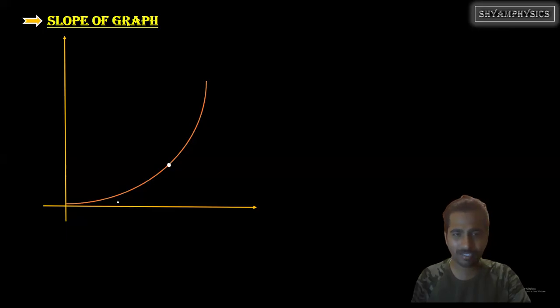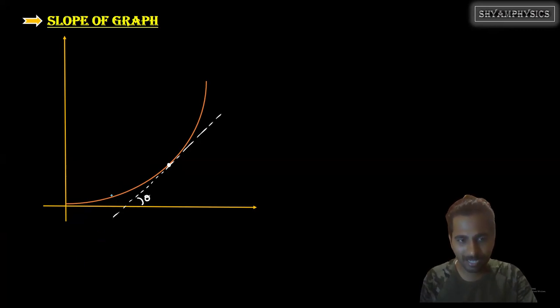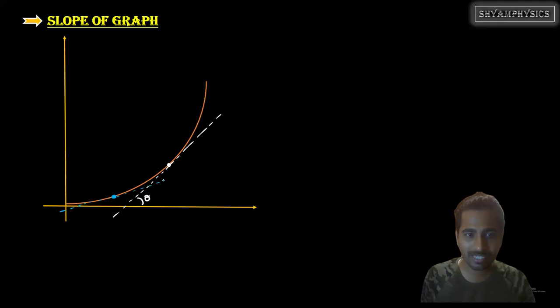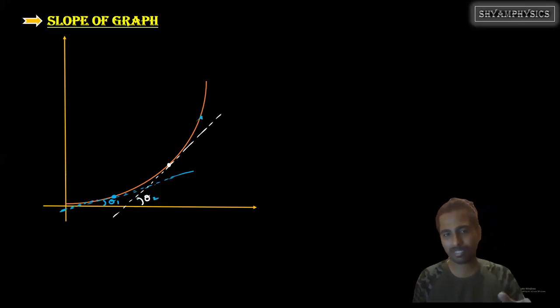At this point, I will draw one tangent. This tangent creates an angle theta over here. Just observe, I will draw one more tangent at this point. A tangent means the line which passes through the surface at one point. Here also I will draw one tangent, passing like this. This is angle theta 1, and this is theta 2.